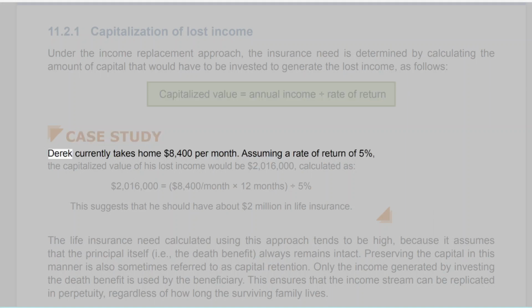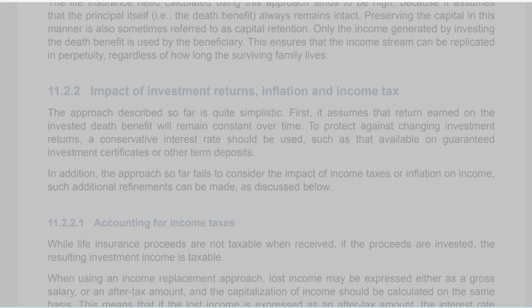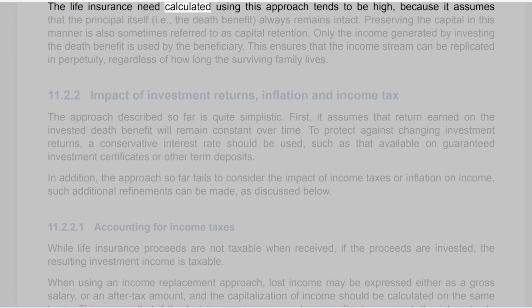Case study: Derek currently takes home $8,400 per month. Assuming a rate of return of 5%, the capitalized value of his lost income would be $2,016,000, calculated as $2,016,000 equals $8,400 per month times 12 months, divided by 5%. This suggests that he should have about $2 million in life insurance.